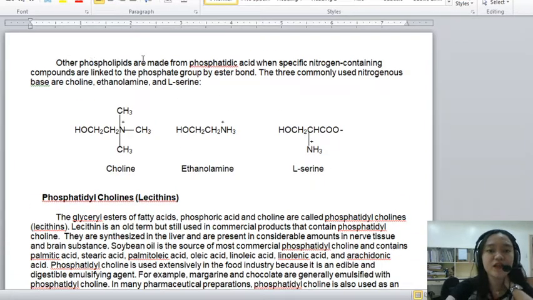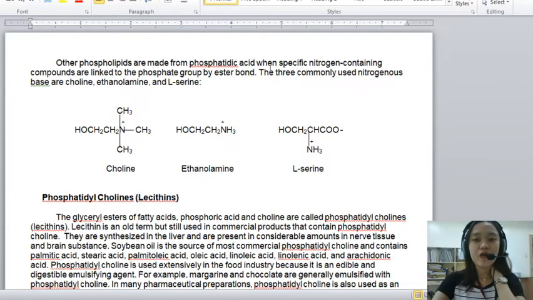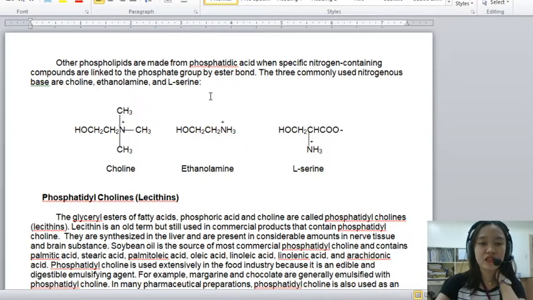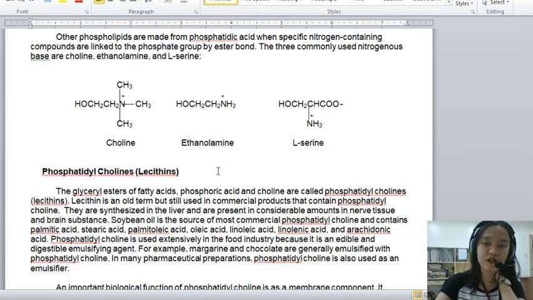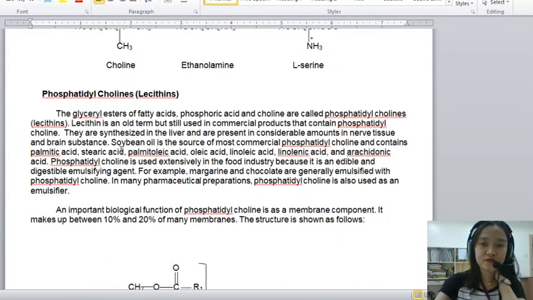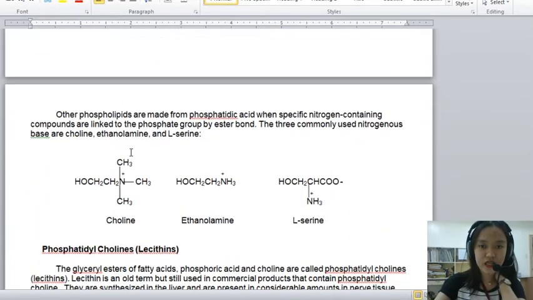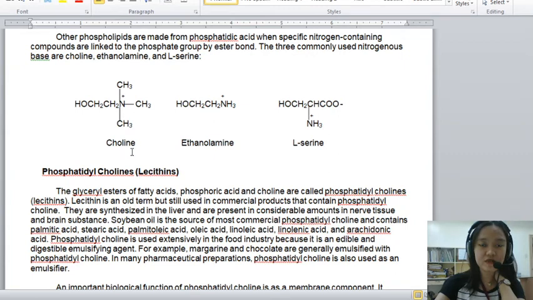Now, other phospholipids are made from phosphatidic acid when specific nitrogen-containing compounds are linked to the phosphate group by ester bond. So, the three commonly used nitrogenous bases are choline, ethanolamine, and L-serine. Okay, so these are the structures of choline, ethanolamine, and L-serine. They are the other phospholipids that can be produced from your phosphatidic acid. So what is specific in their structure? The nitrogen. You have the nitrogen in their structure.